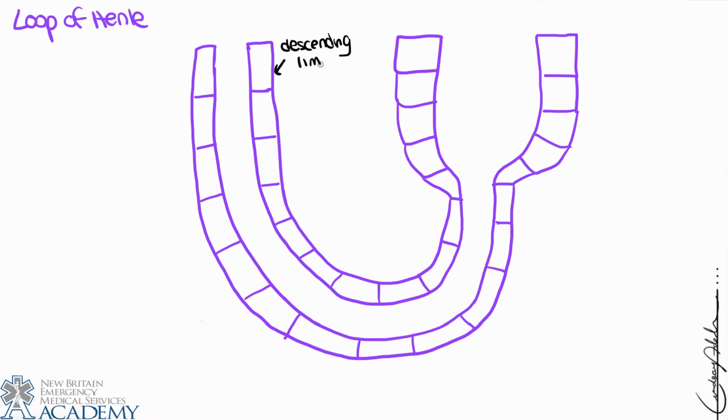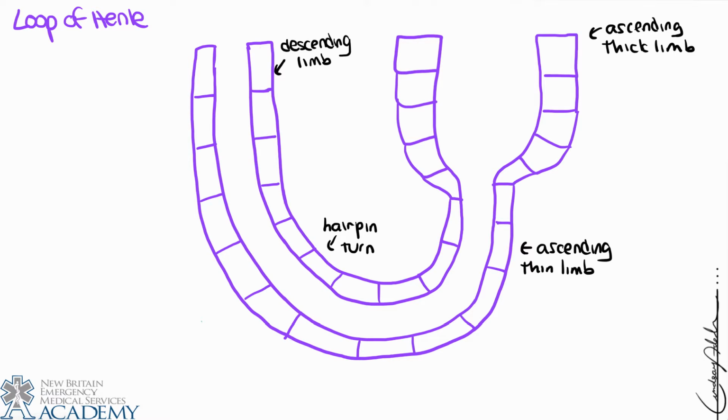So first we have the descending limb, and then we have the hairpin turn at the very bottom of the loop of Henle, and then we have the ascending thin limb and the ascending thick limb. Now, the descending limb, hairpin turn, and ascending thin limb are all made of simple squamous epithelial cells, which means one single layer of the flat squamous type cells, and that basically is, although this is a two-dimensional drawing, around the entire renal tubule. And the ascending thick limb is made of simple cuboidal epithelial cells.